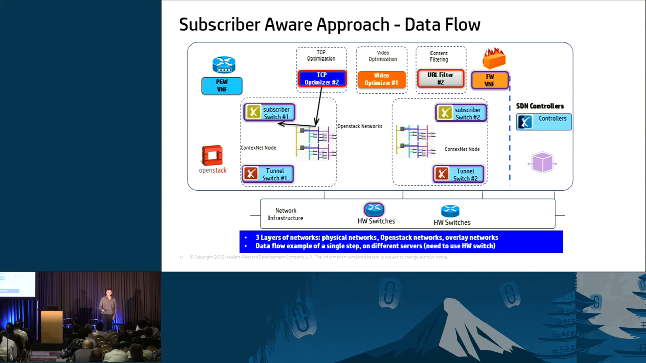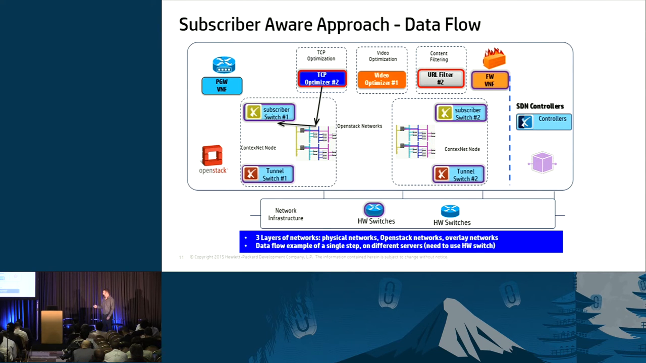Okay, so each subscriber, we identify a subscriber by its IP address, and maybe the VLAN that it came from. So the first thing that we are doing in this subscriber switch, in the rule table, we are trying to match the IP and the interface that this subscriber came from. Once we identify this subscriber, the action that we need to do is probably go to a different VNF.